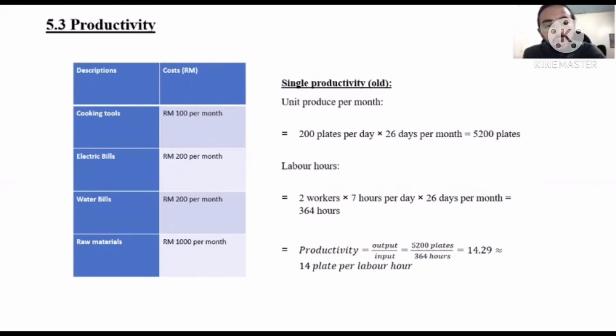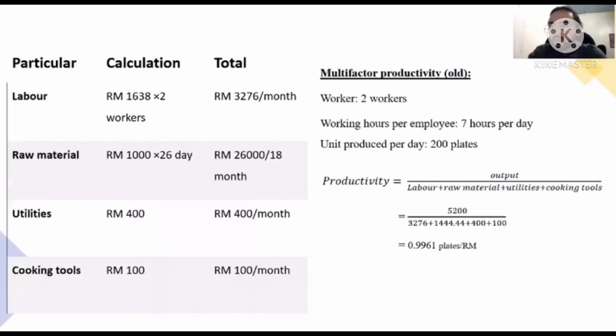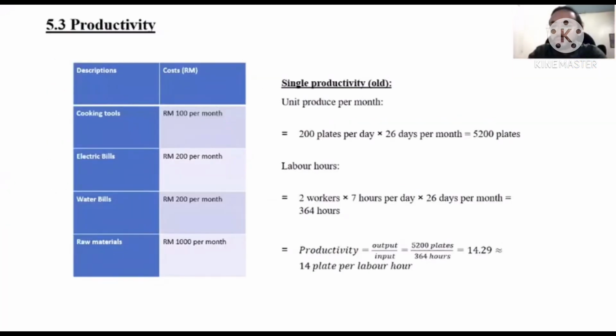Aside from that, the stall owner is also responsible for the following expenses: cooking tools 100 ringgit per month, electric bill 200 ringgit per month, water bill 200 ringgit per month, raw material 1000 ringgit per month.